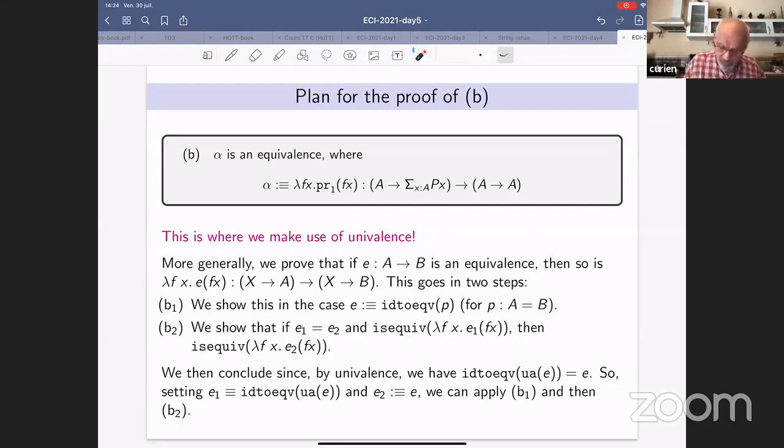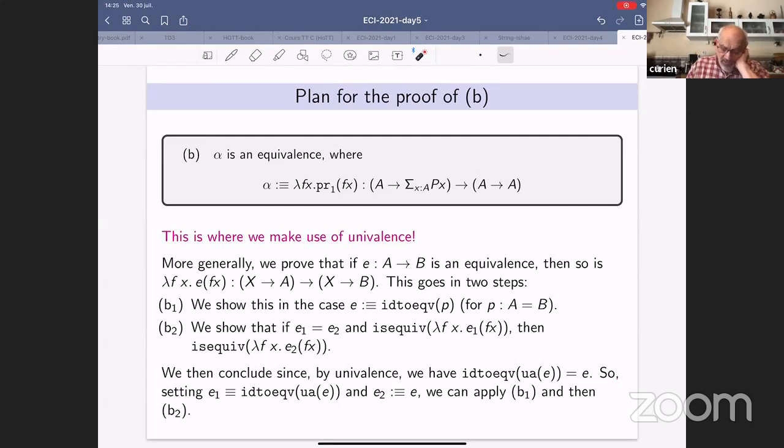So first of all, without using univalence, we will show that this property holds in the case that E is obtained from some proof of equality A equals B via the E to xv function. Recall that the E to xv function is there anyway. Its inverse is what is postulated by univalence. So B1 should be rather easy.